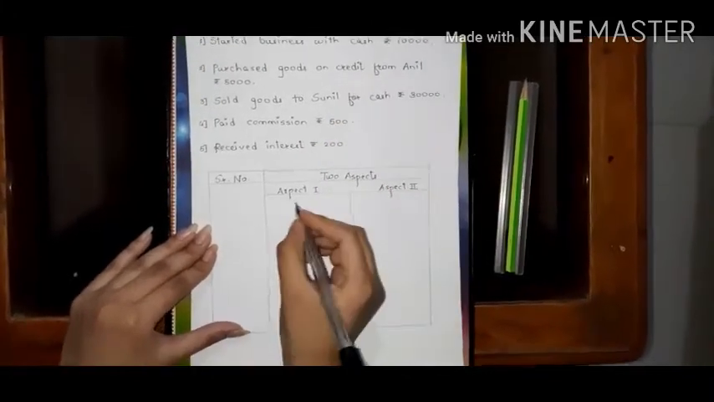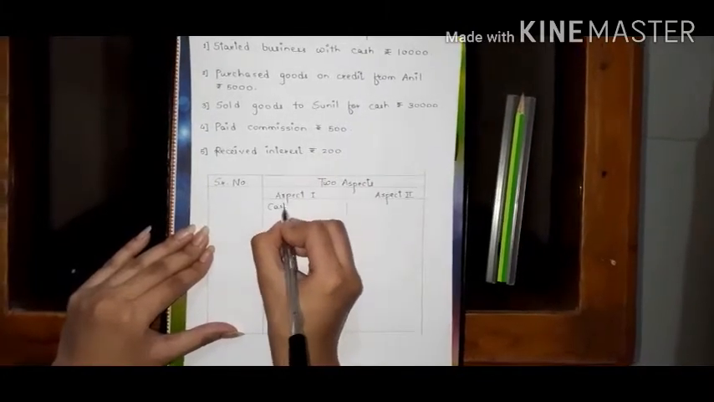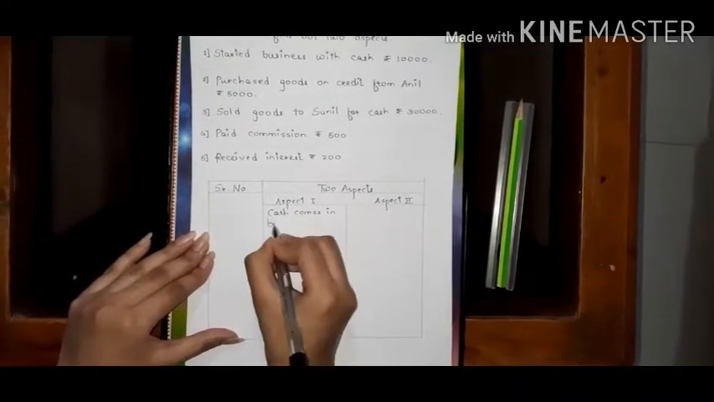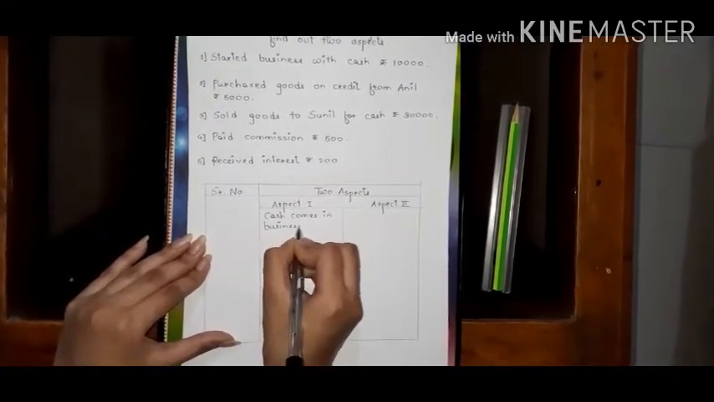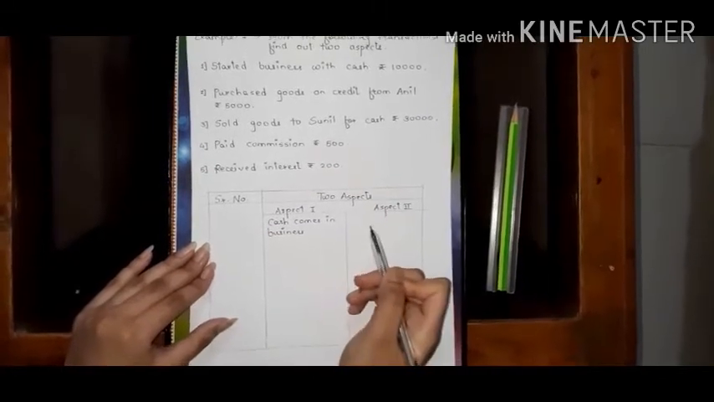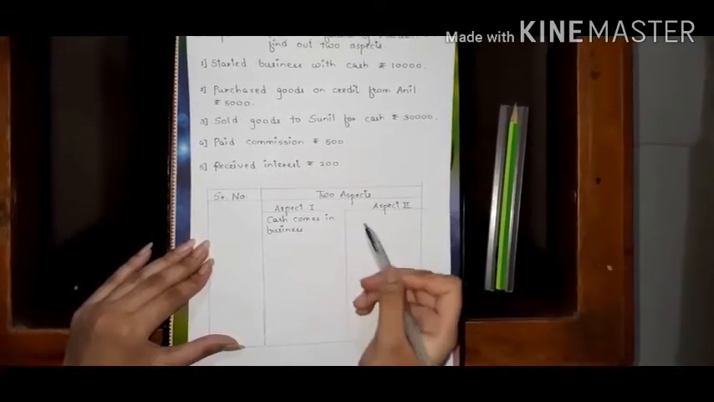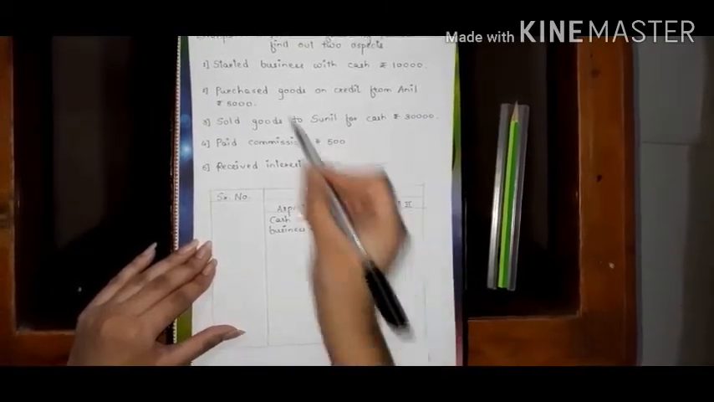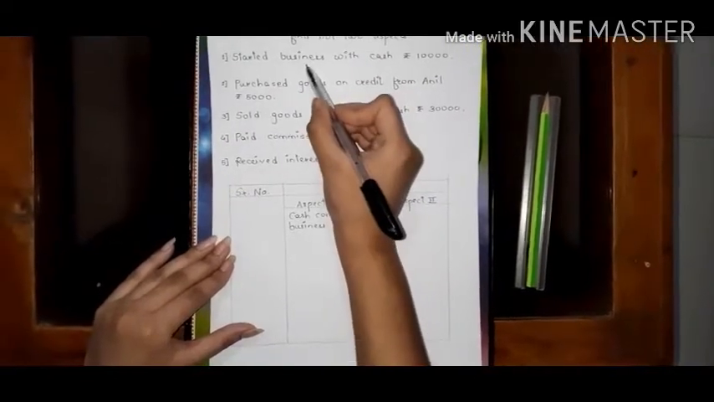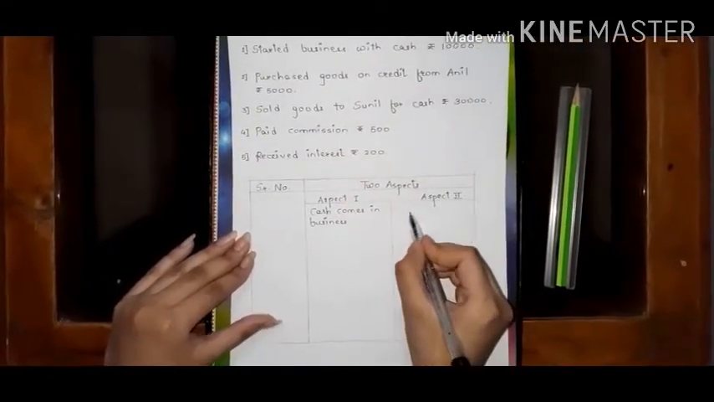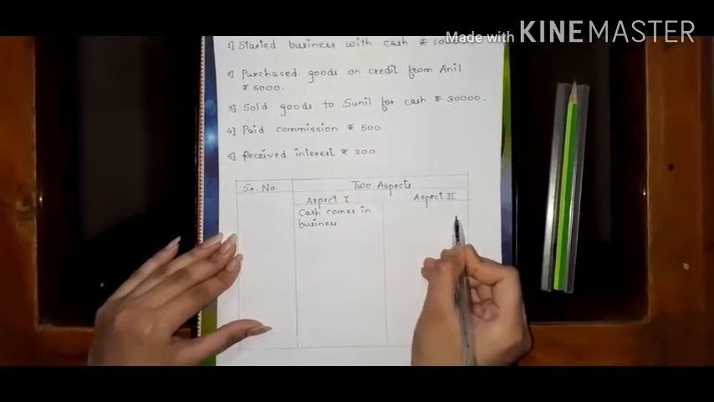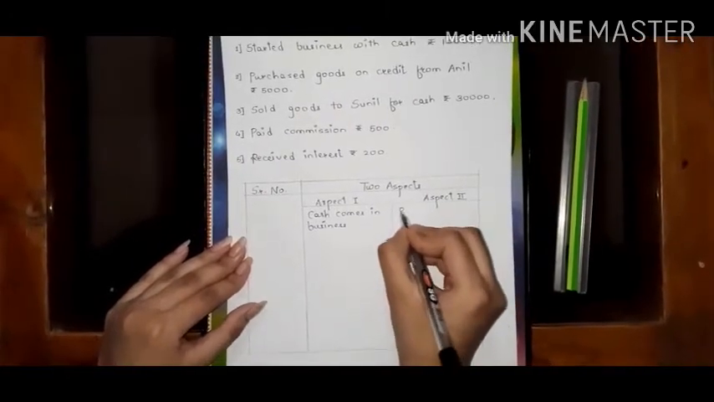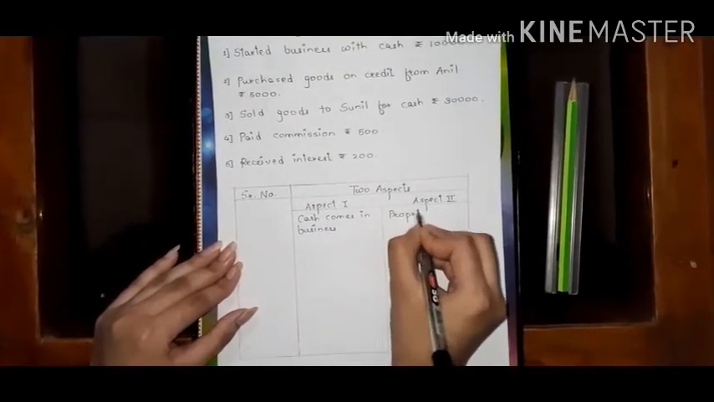So we will write first aspect is cash comes in business, because he has invested money in the business to start the business. Now who has invested the money? Proprietor, that is owner, has invested the money into the business. But we will not write down that he has invested cash, so he has started the business like that. We will write over here proprietor is giver.